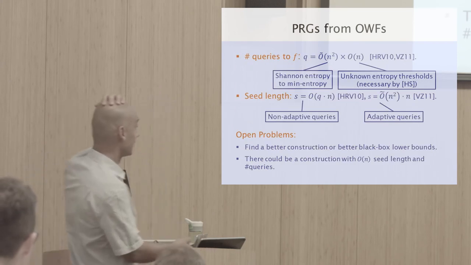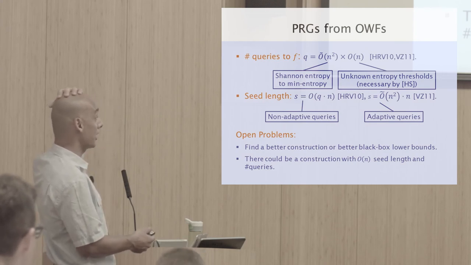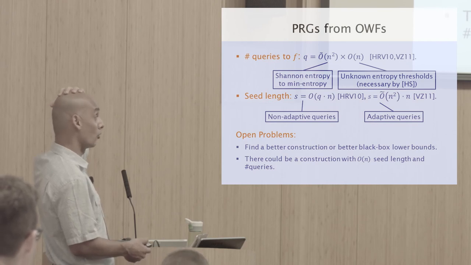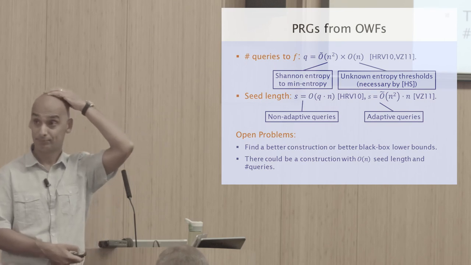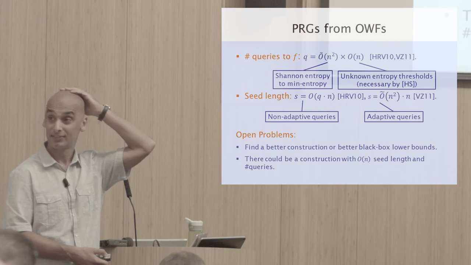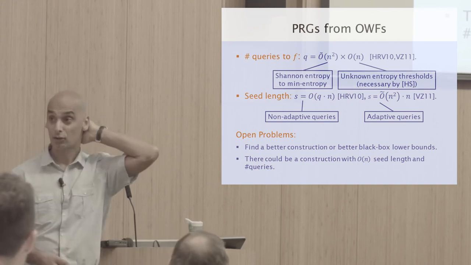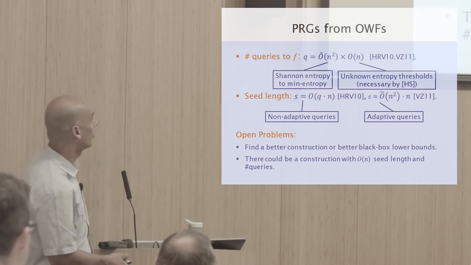All right, so open problems. We know nothing ruling out a construction that gives you order n seed length and a number of queries to the one-way function that's order n. And that's why you're saying you want to get rid of Shannon entropy if you can. Yes, because that's where you're paying all your cost. Right. That's right.